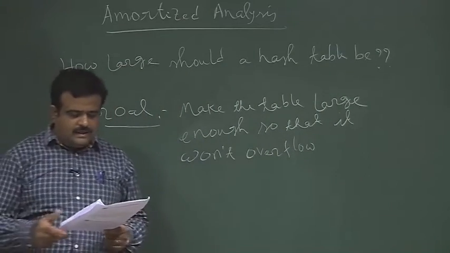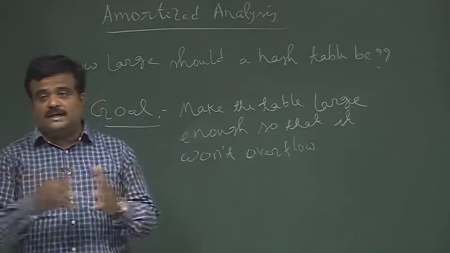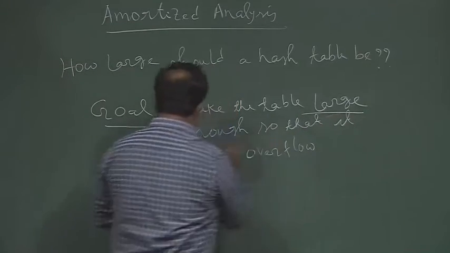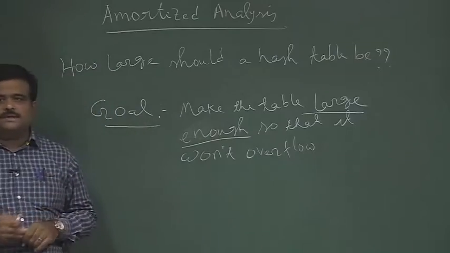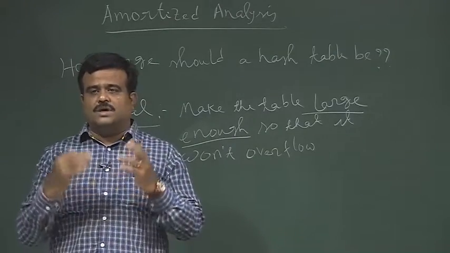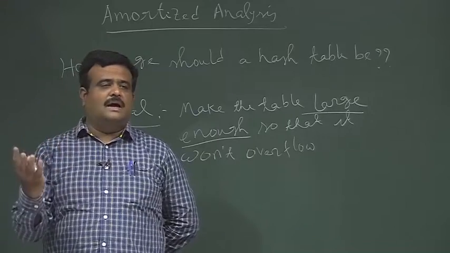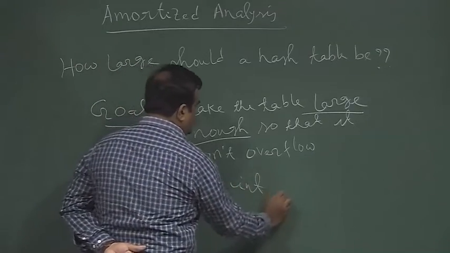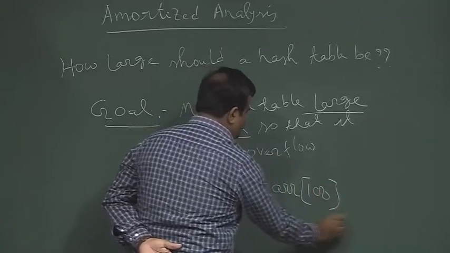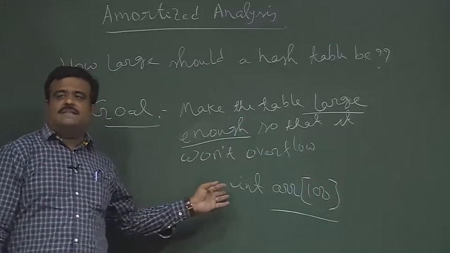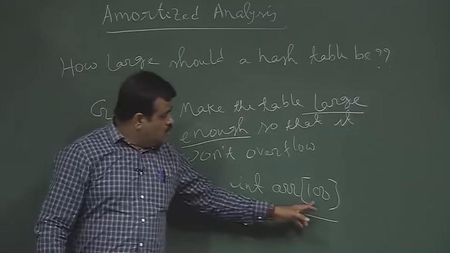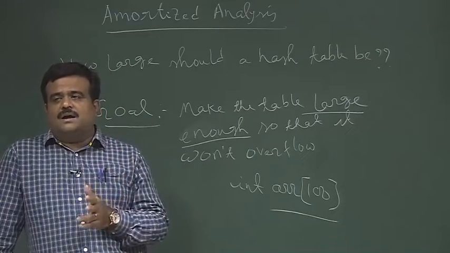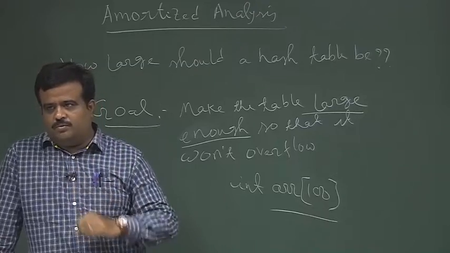And we should try to make it as small as possible, but the question is how large. Make a hash table large enough, this is a vague phrase. In C language sometimes we do not know the size of the array. If we want to allot it statically, then sometimes we declare int array of 100, because we think 100 will be the maximum size of the input. That is large enough.